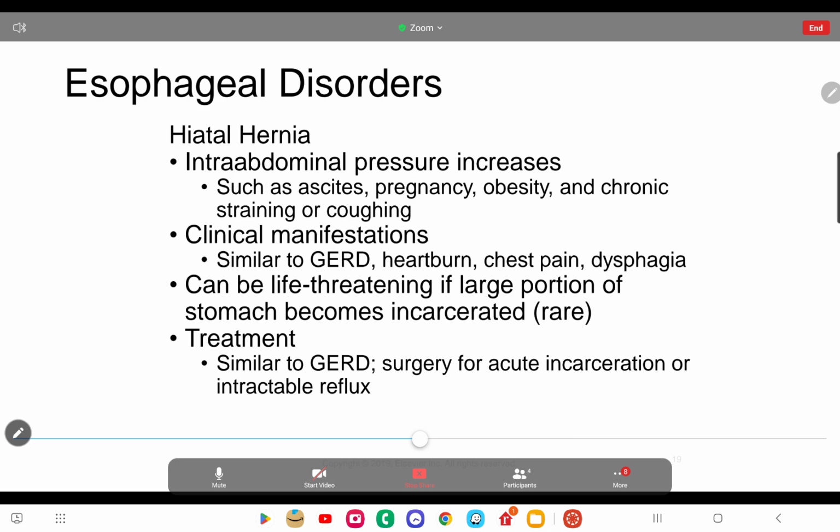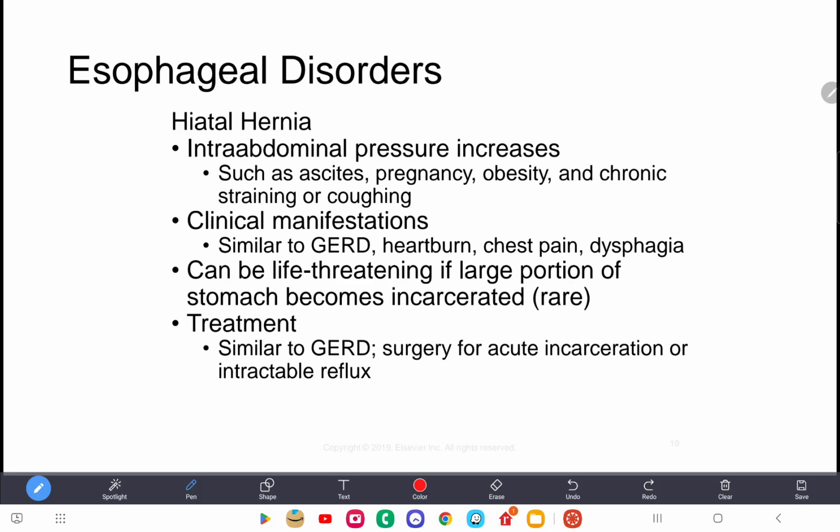Hiatal hernia. What is a hiatal hernia? Remember, this is the diaphragm, and this is the esophagus, and after the esophagus, you have the stomach. In hiatal hernia, this is the diaphragm, and what happened? One portion of the stomach goes to the abdominal cavity, I mean to the thoracic cavity. You see protrusion of the stomach to the thoracic cavity through the diaphragm. That's hiatal hernia. Clinical manifestation like GERD.